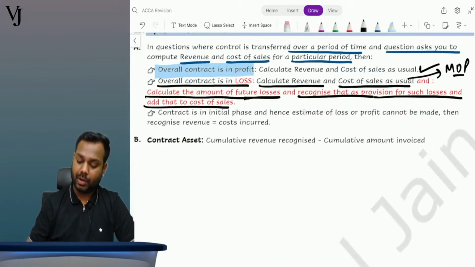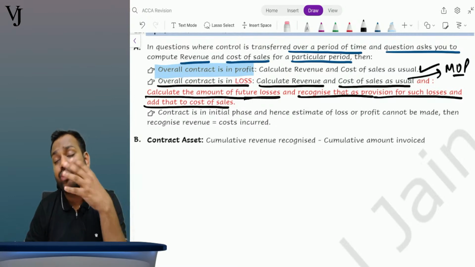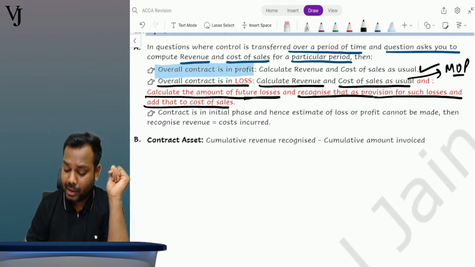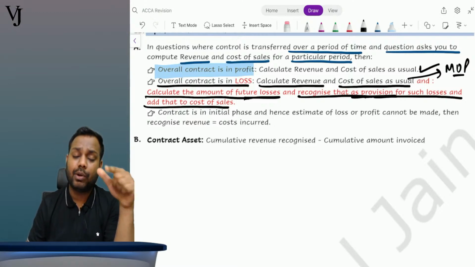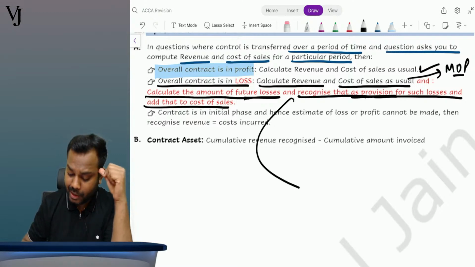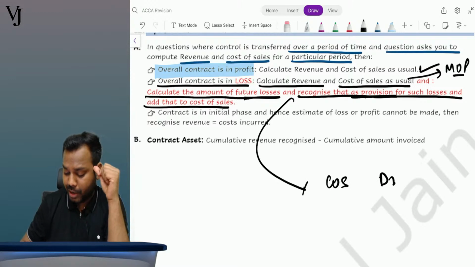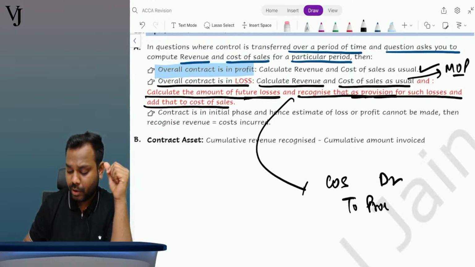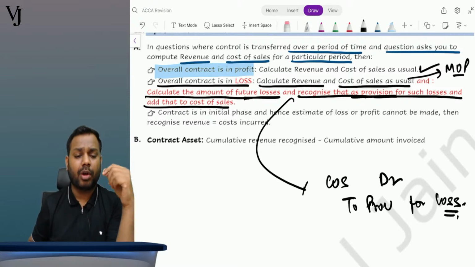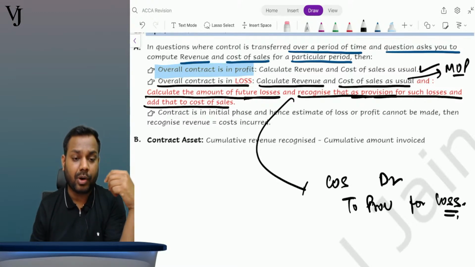So it says to recognize the amount of future losses as a provision and add it to the cost of sales. So the journal entry for this will be: cost of sales account debit, to provision for loss or provision for onerous contract.